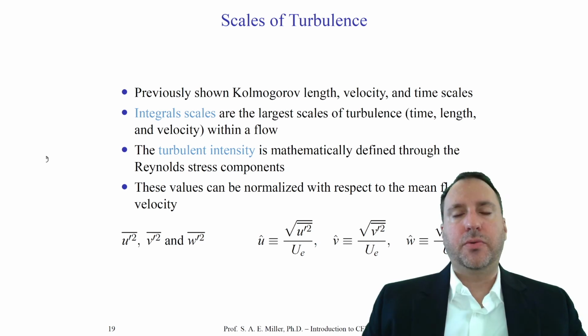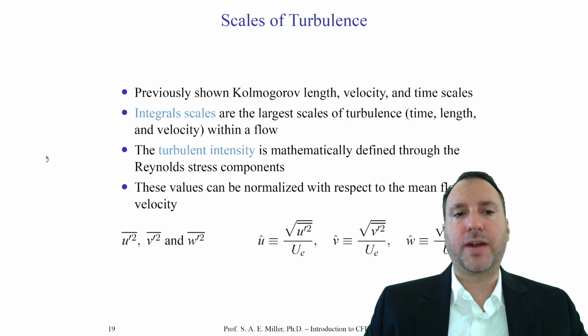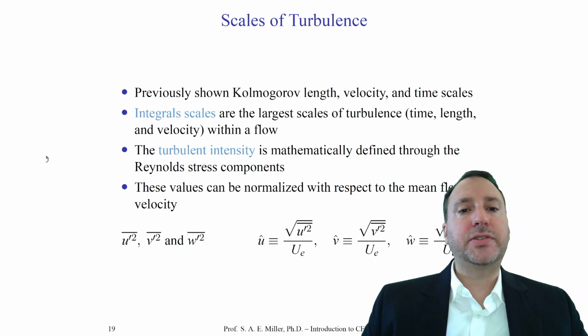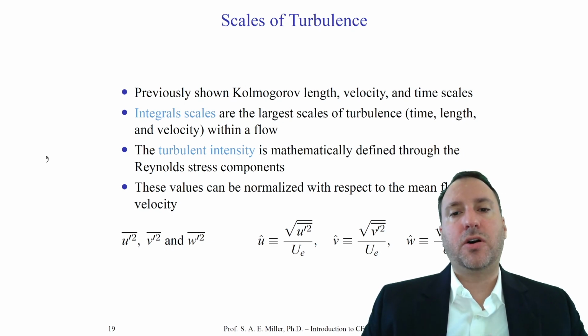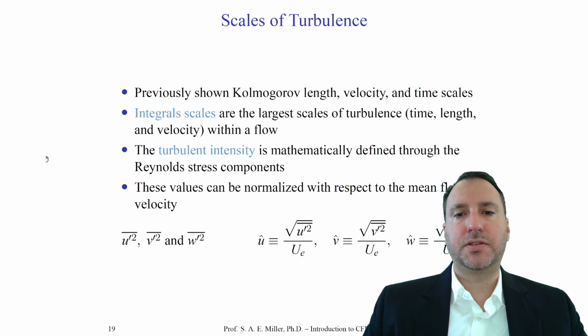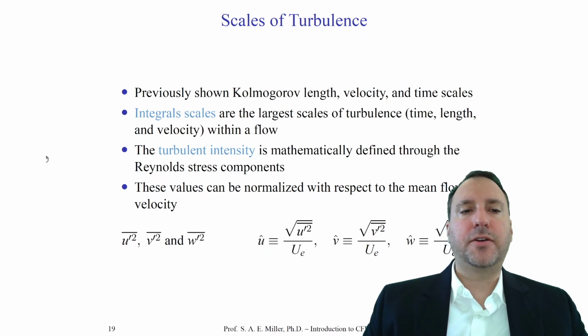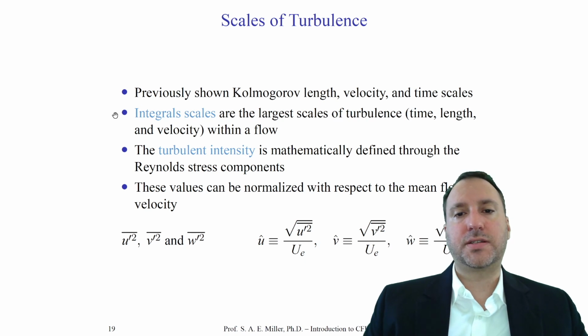Before we continue, we have to review the scales of turbulence because they're going to be critical for discussing the particular closure of the Reynolds equations. We previously showed in depth the length, velocity, and time scales of Andrei Kolmogorov. Recall that the smallest scales are the Kolmogorov scales. They're the smallest scales of turbulence in a flow. The integral scales, similarly, are the largest scales of turbulence in terms of time, length, velocity, or any other particular quantity. They're the largest scales of turbulence.